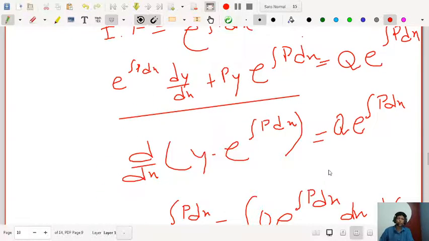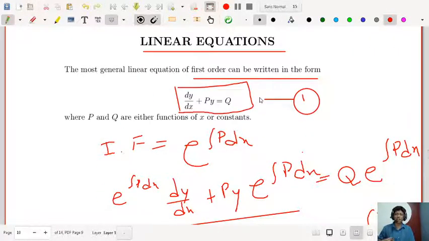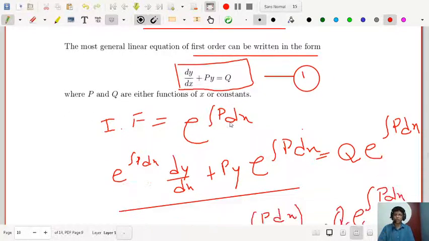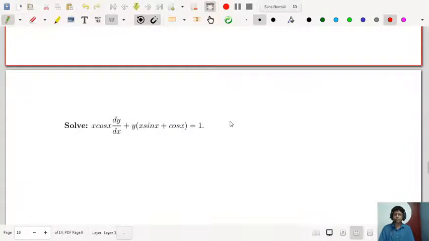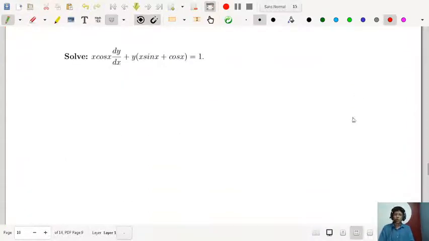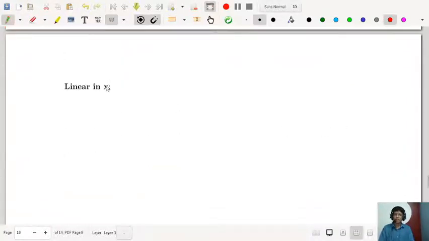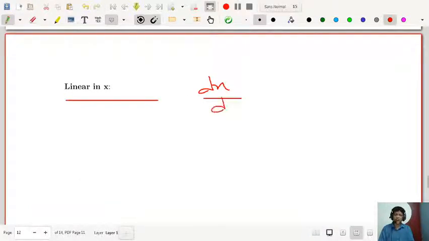Look at that. So this is how you would deal with the linear equation in y. This is the most general form of the first order linear equation, where p and q are either functions of x or constants. It can be constant. The form can also be linear in x, that is, it can be dx/dy plus px equal to q.